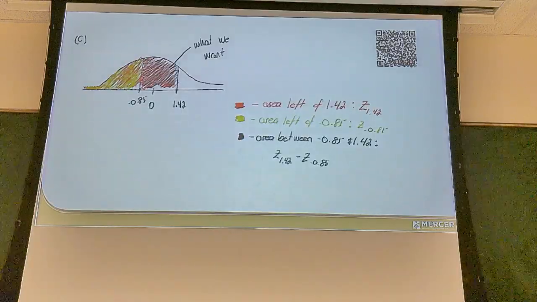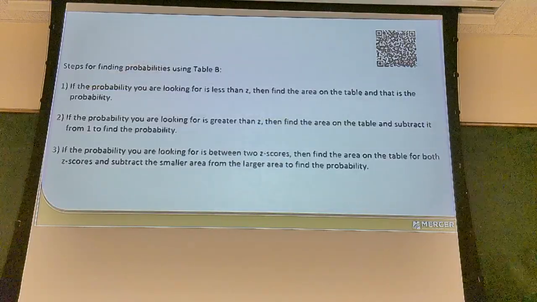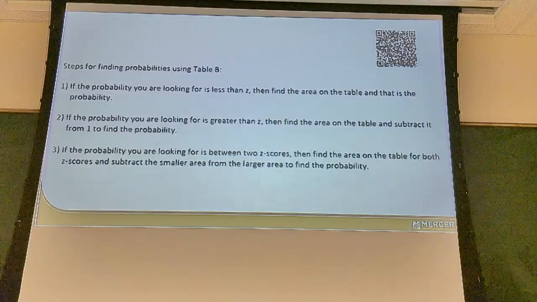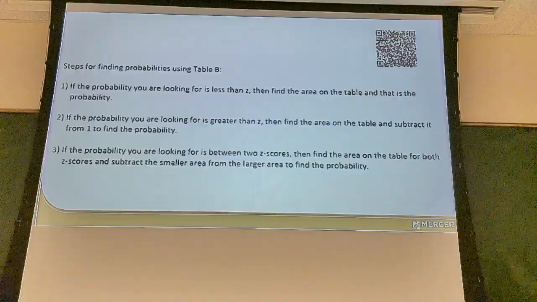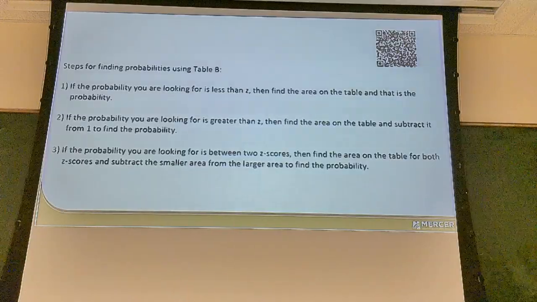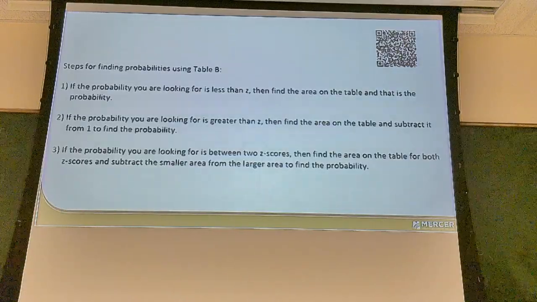That is what was listed here. Part A was number 1 there, which is fairly simple. B was number 2, and C is number 3.